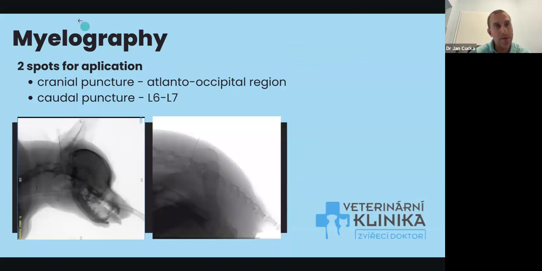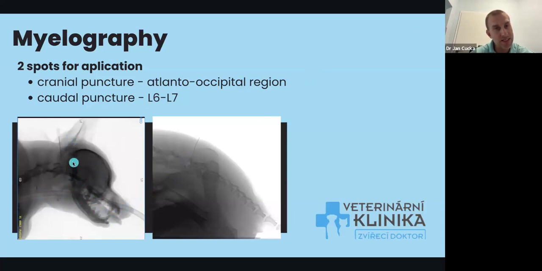we can apply it via two spots, and the first one is cranial puncture, which I told, and it's the atlanto-occipital region. And the second spot is caudal puncture, usually L6, L7. There are some other possibilities, L5, L6, sometimes L7, S1. The best for me is L6, L7. On those pictures, you can see the anatomical regions with the needle for the puncture.